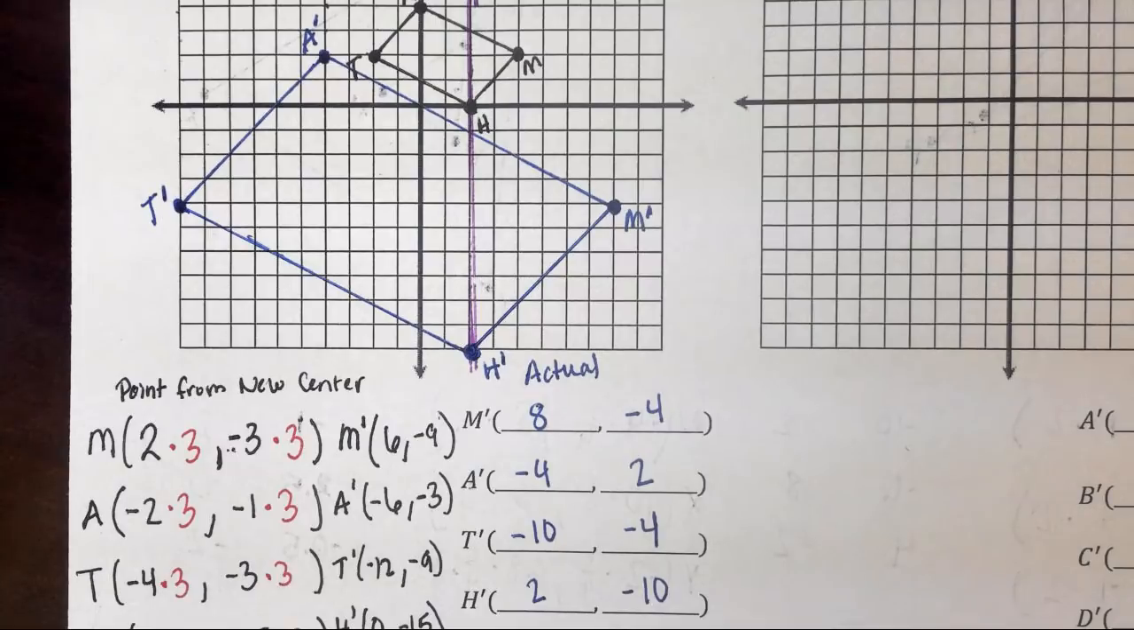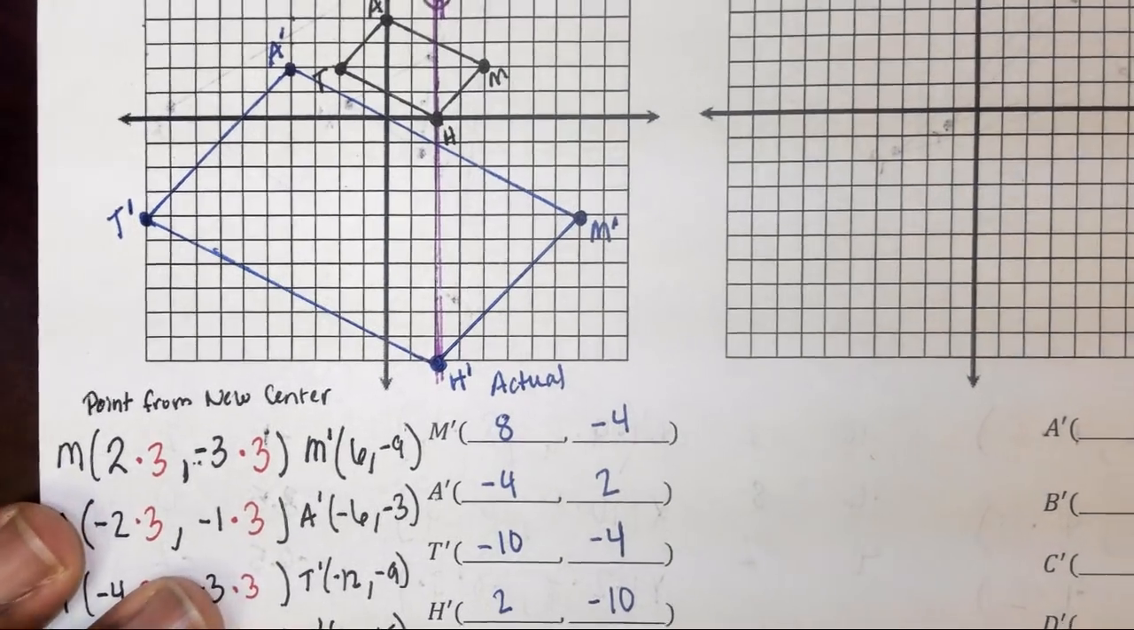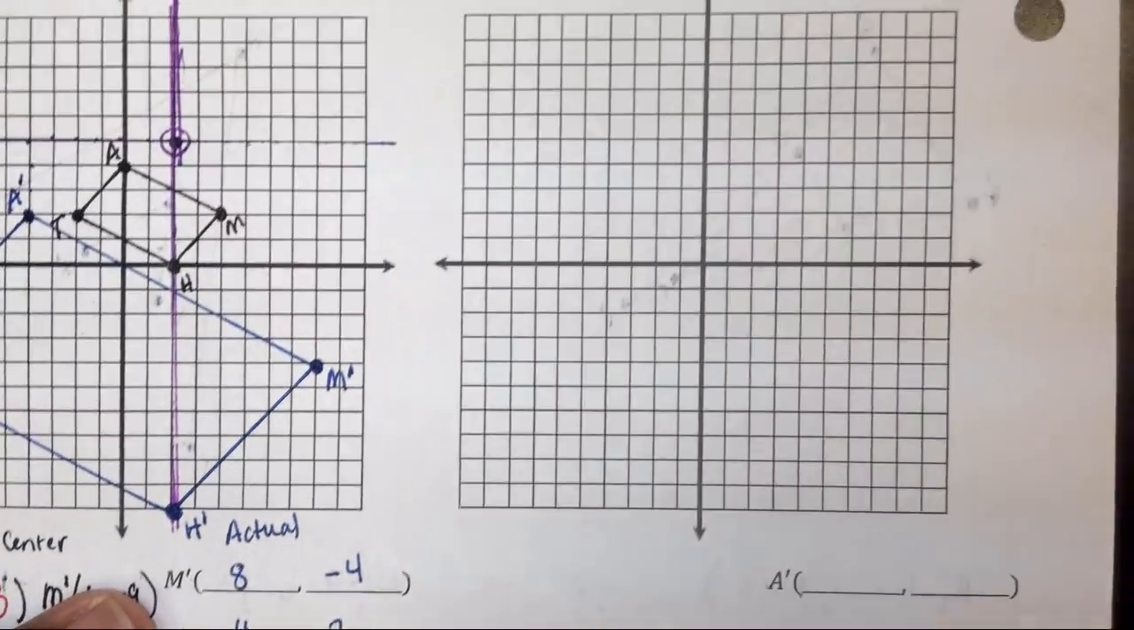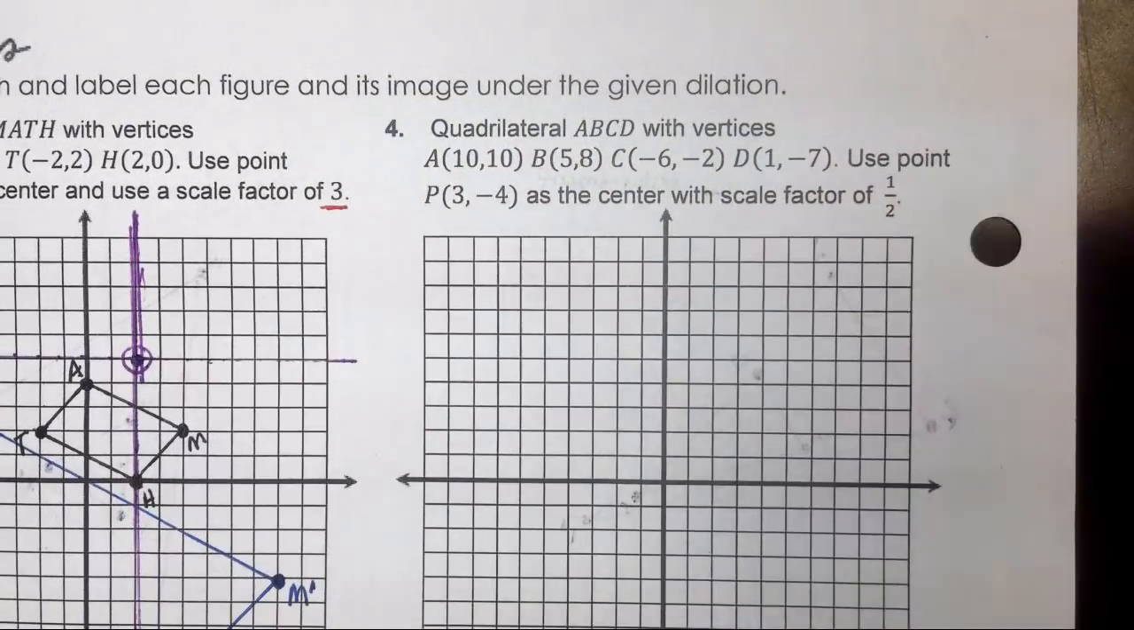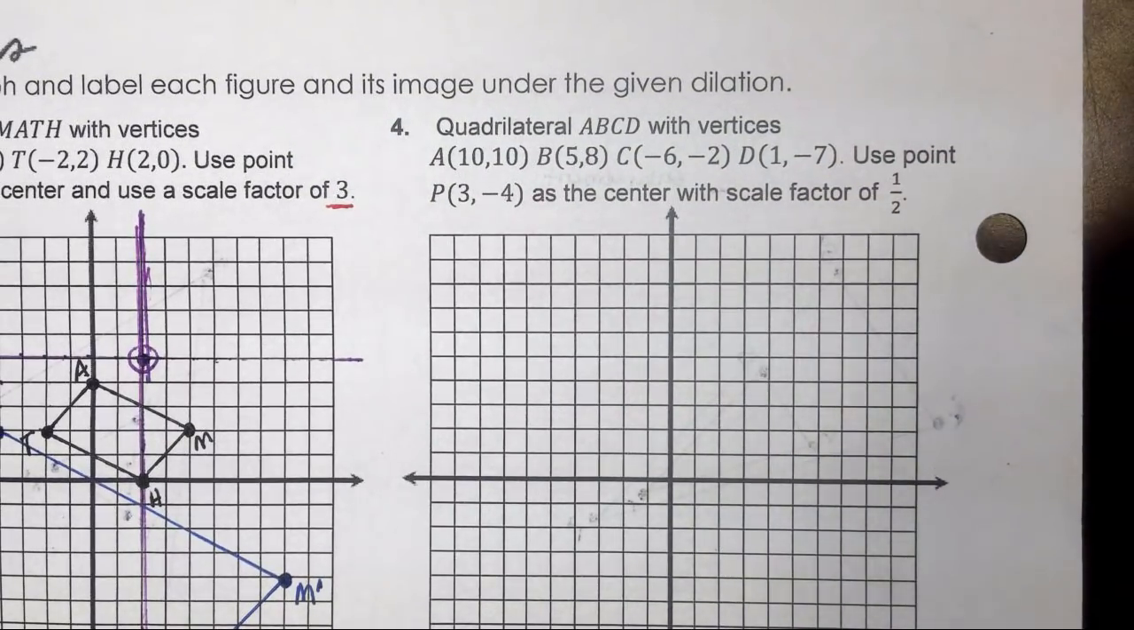All right, and then after that, we're going to do number 4. So you should have all your points. Number 4, this is on the scale factor 1/2, so we're going to do a reduction. Graph the image, and let's do it. You ain't got to wait on me if you feel like you know what you're doing. Ride out, go ahead.